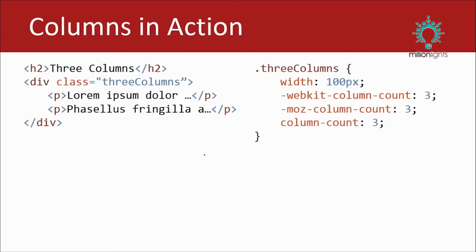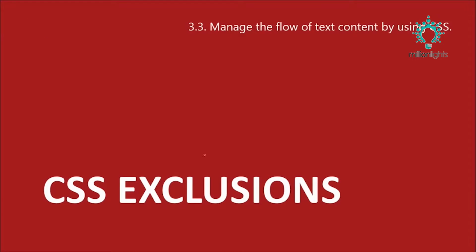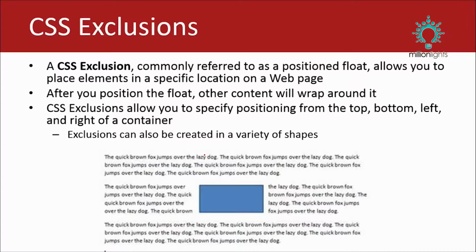All right, so let's go back to our presentation here. We're going to talk about CSS exclusions. Now, I had a problem with running the demo for this earlier, so we're probably going to skip it in this presentation, but I will point you to some really helpful information that you can use to experiment with CSS exclusions. An exclusion is commonly referred to as a position float, and I probably should have bolded the term position float.